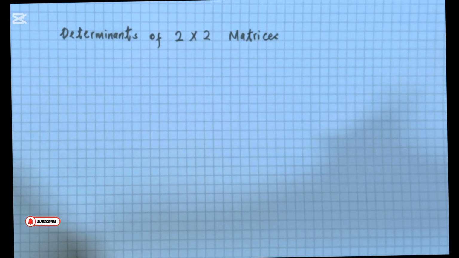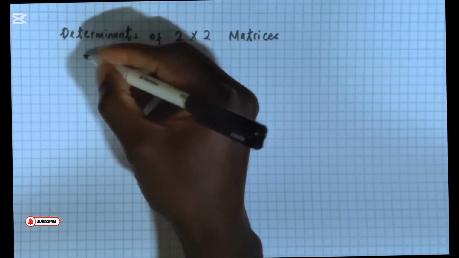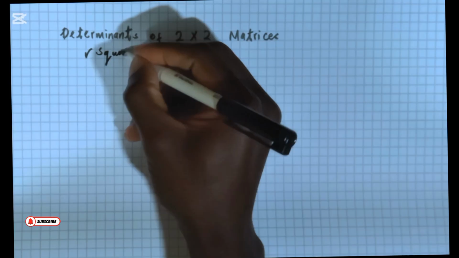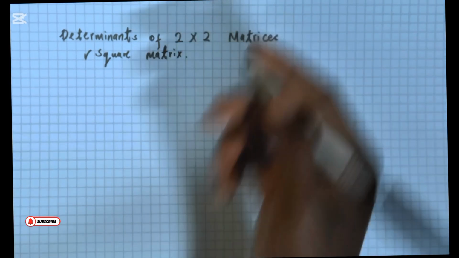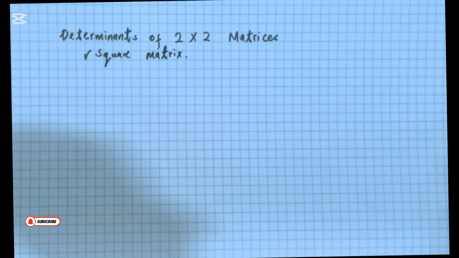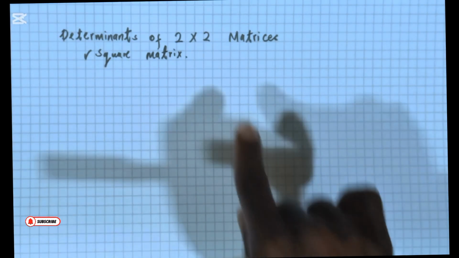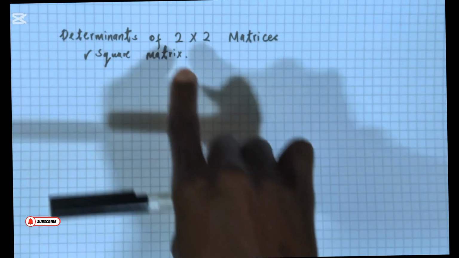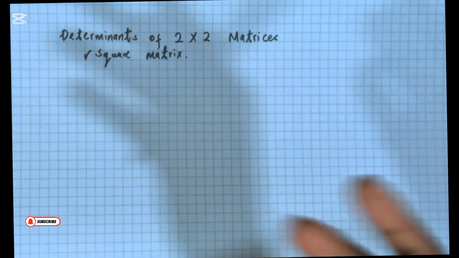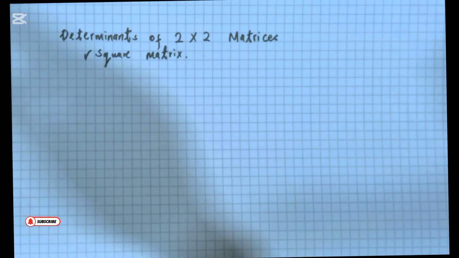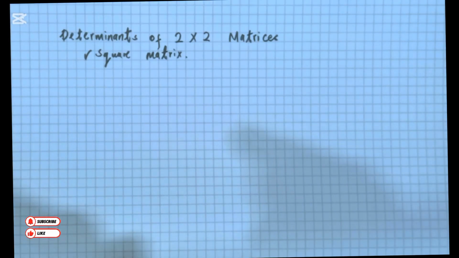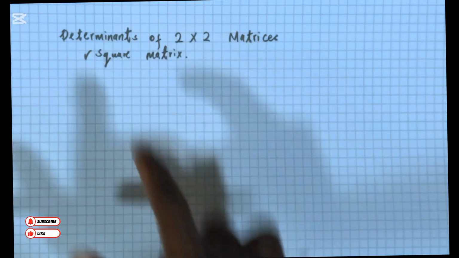So before I continue with this class, I want to emphasize that we can only find a determinant for a square matrix. Okay, so the only time we are able to find a determinant is when we are dealing with a matrix which has a square order. So 2 by 2, 3 by 3, 4 by 4, 5 by 5, 6 by 6. But at this particular level, I'm only going to handle determinants of 2 by 2 matrices.